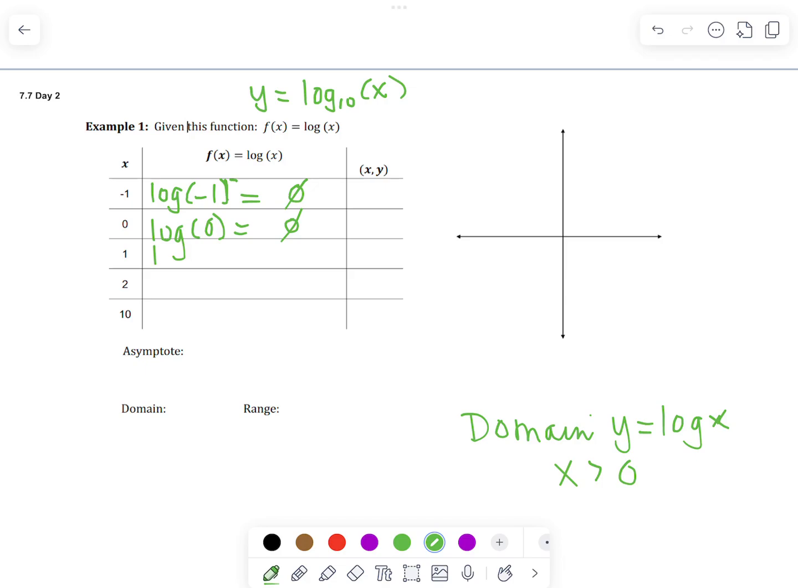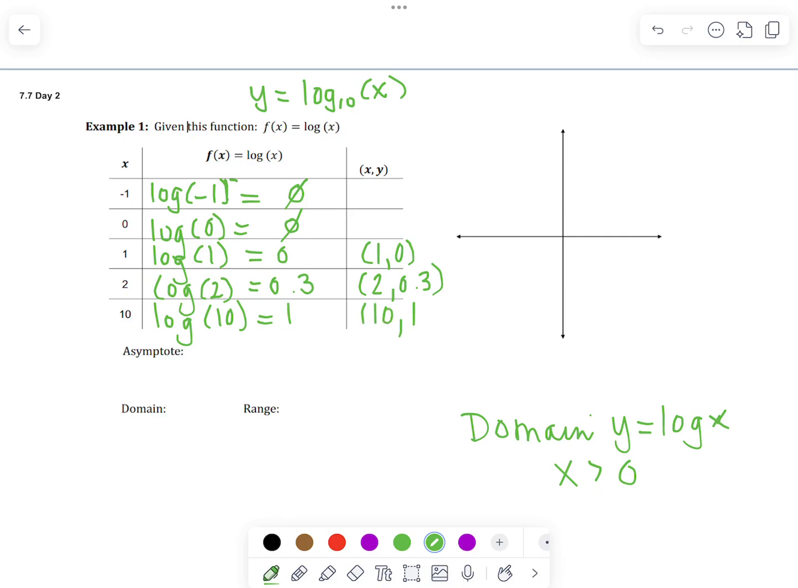Then we substitute 1 in, and we get 0. So the ordered pair is over 1, up 0. Then we substitute 2 in, and we get 0.3. So we get the ordered pair 2, 0.3. Then we substitute 10 in for the logarithm, and we get over 10, up 1.